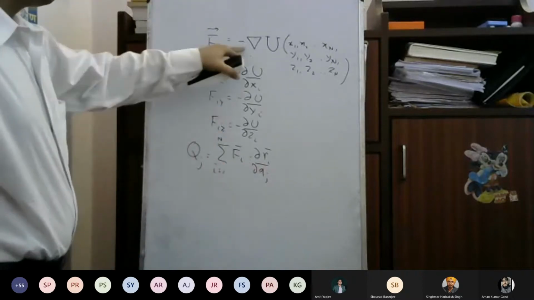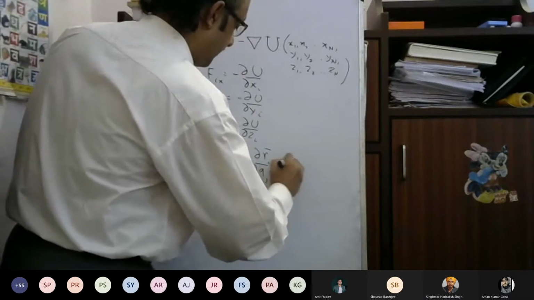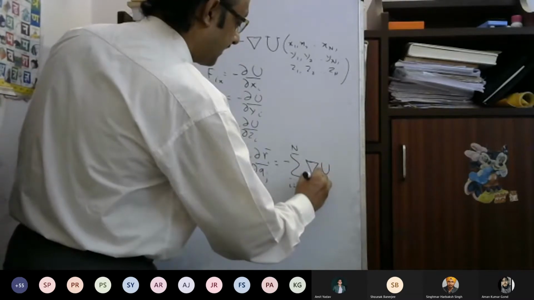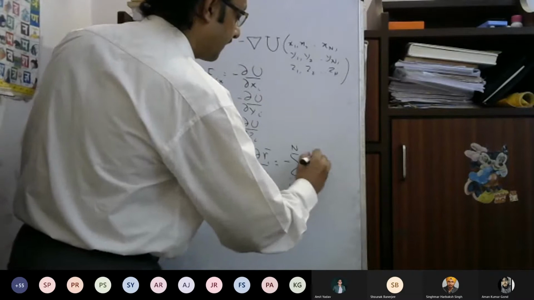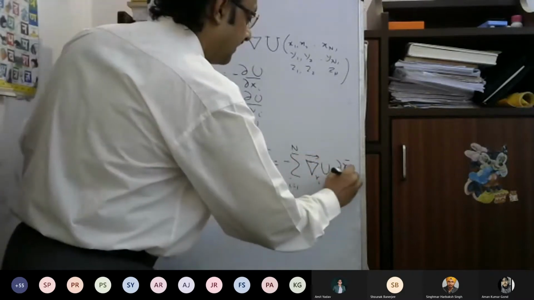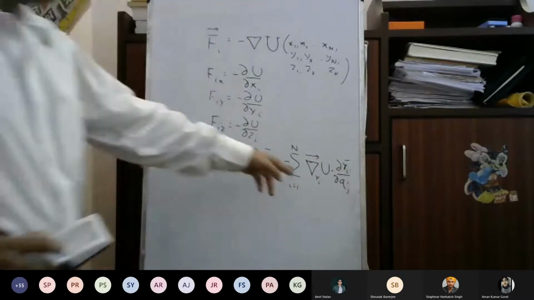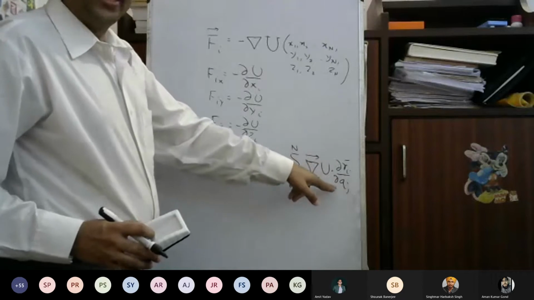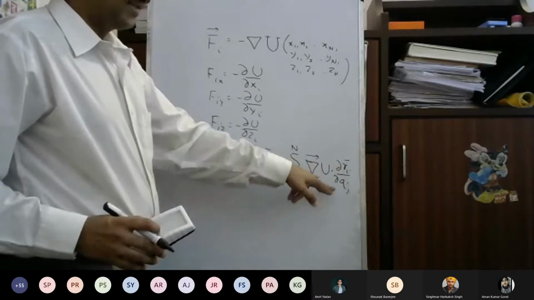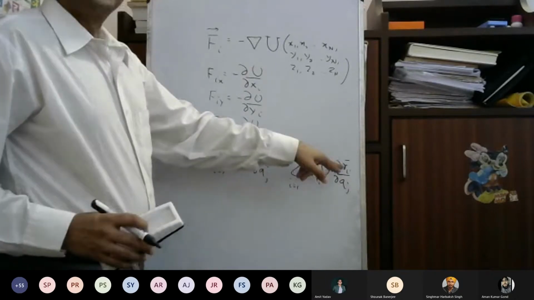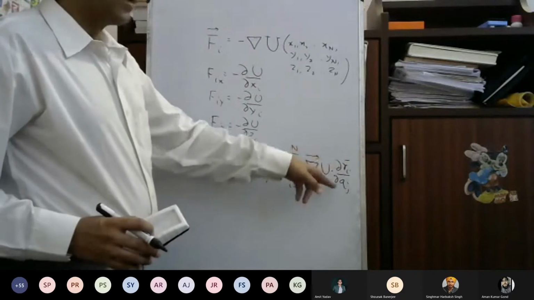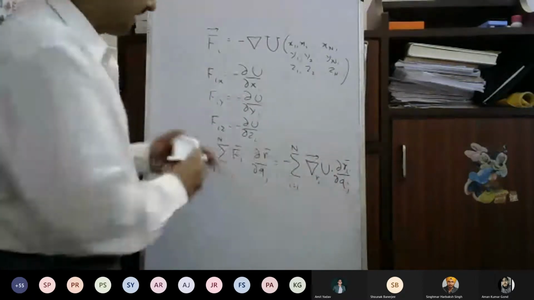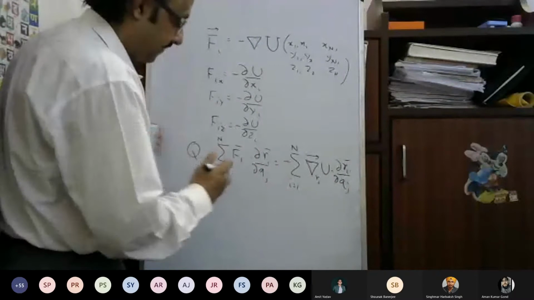Fi is in this particular form, so this one becomes the sum over i equal to 1 to n of the gradient of Q with respect to Ri dot delta Ri, delta Qj. So if you expand this, it becomes del U del x1 del Qj plus del U del y1 del Qj plus del U del z1 del Qj, del U del x2 del Qj, del U del y2 del Qj, and so on.